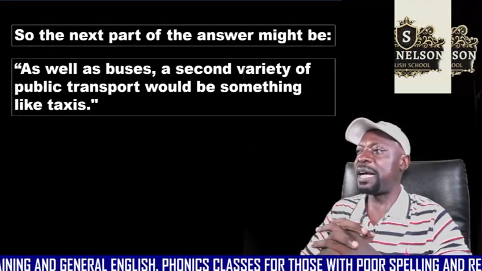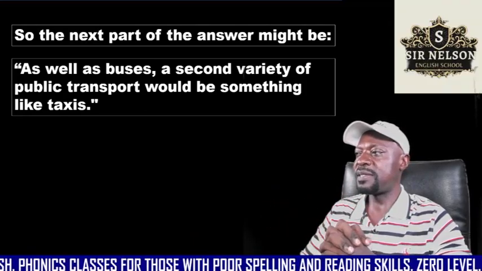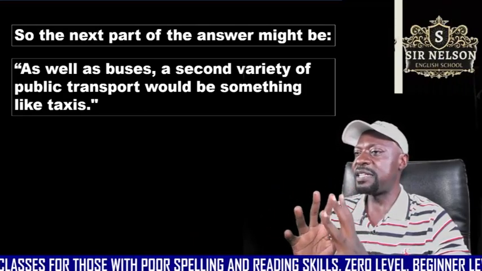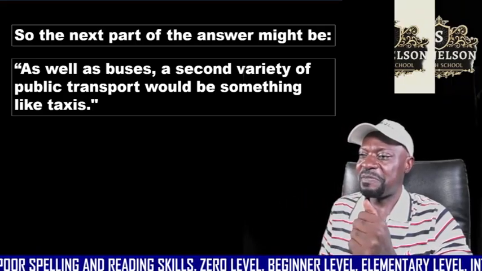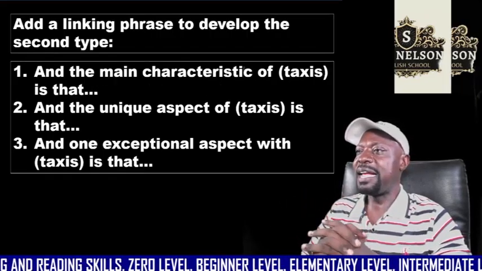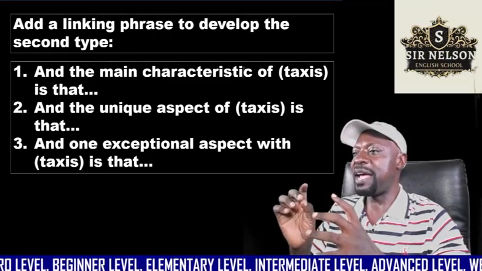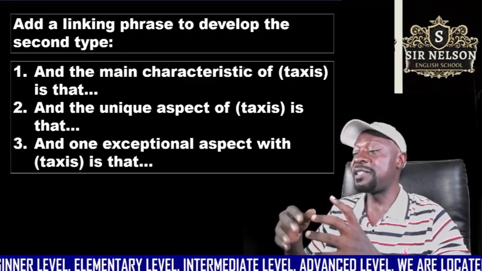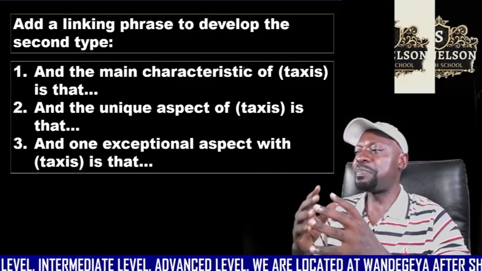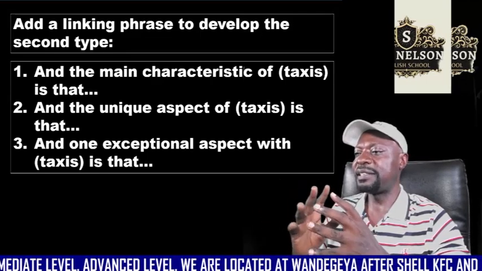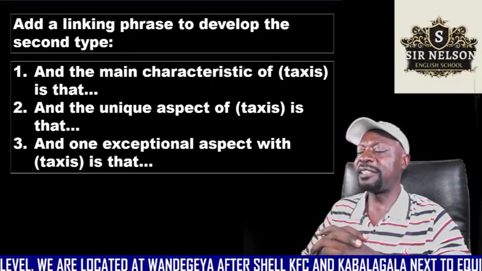So the next part of the answer might be, as well as buses, a second variety of public transport would be something like taxis. Add a linking phrase to develop the second type. And the main characteristic of taxis is that, then you give the answer. And the unique aspect of taxis is that. And one exceptional aspect with taxis is that.